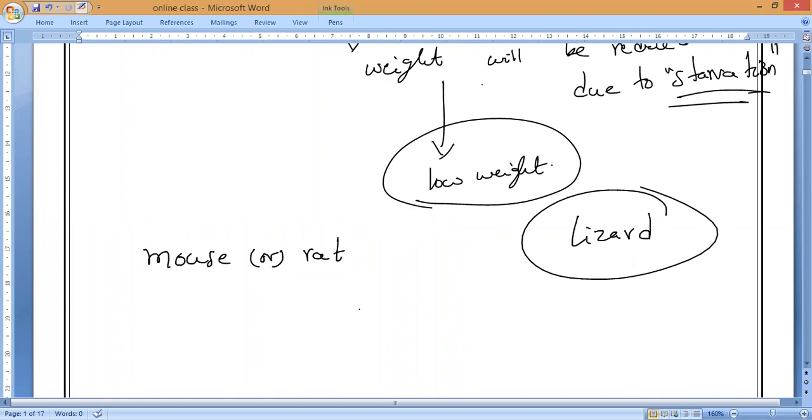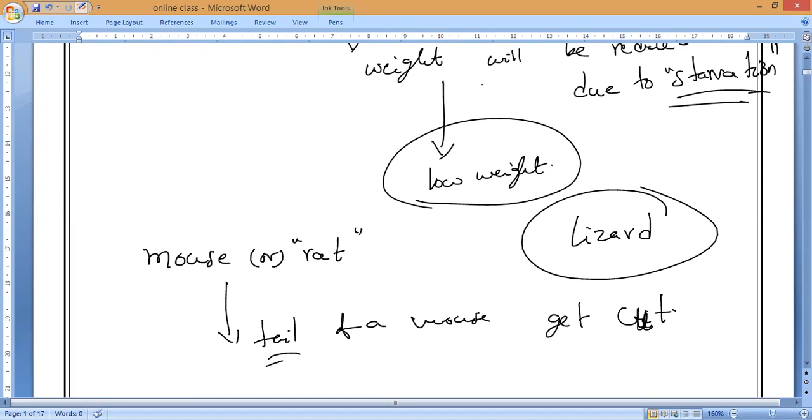Suppose the tail of a mouse gets cut. The tail of a mouse gets cut. So then what is happening, guys? You might have noticed it. Lizard also, the same thing will happen. So the tail of the mouse or rat, if you see, once the tail gets cut off, then the cut tail of this mouse is also an acquired trait.